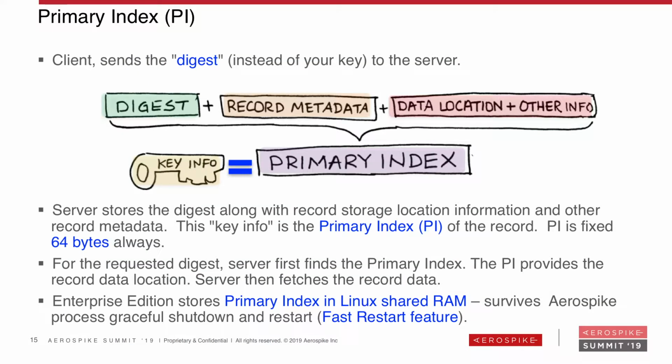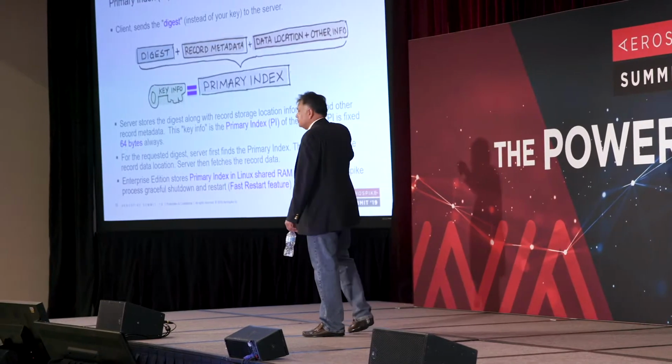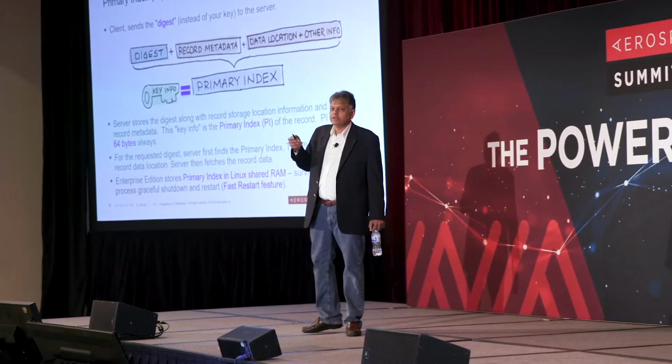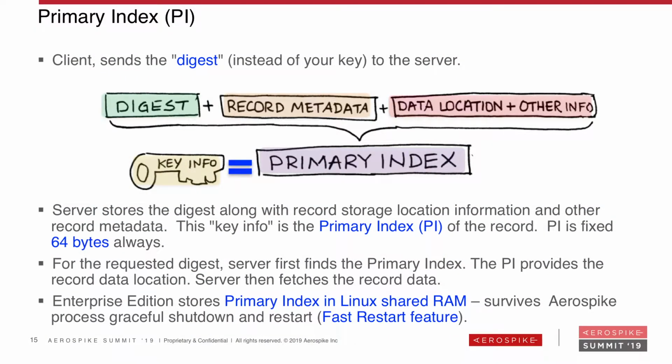Now, along with this digest, we also store some information about your record. It's called the record metadata. And then we will store information about where your data is located inside the server and some other information. And we call that the primary index. So that is your primary index. It is always 64 bytes, fixed. So every record has a primary index in Aerospike that's 64 bytes fixed.